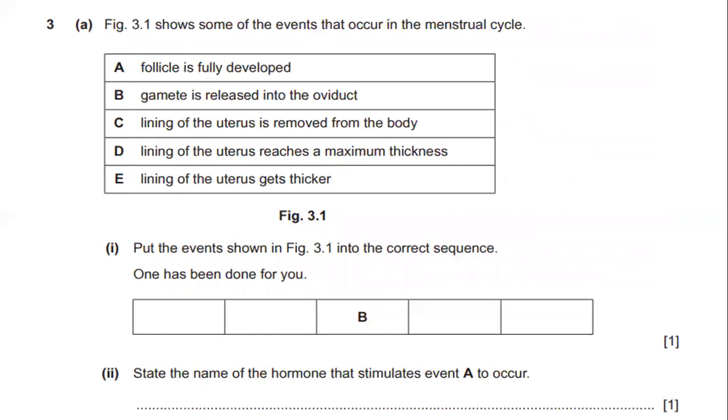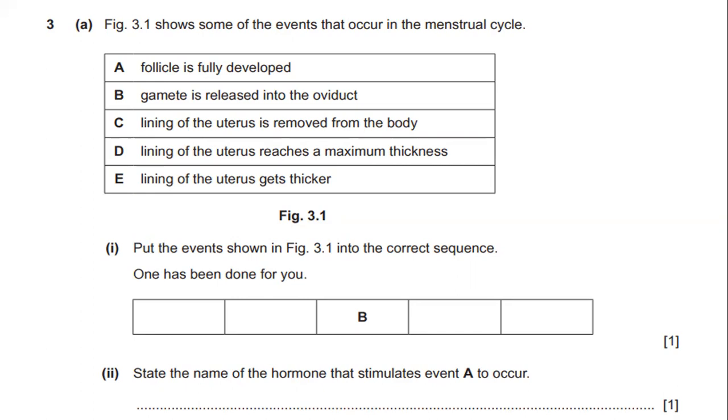Okay. Figure 3.1 shows some of the events that occur in the menstrual cycle. Put the events shown in figure 3.1 into the correct sequence. So, one has been done for you. So, what actually occurs? The events that occur in the menstrual cycle.